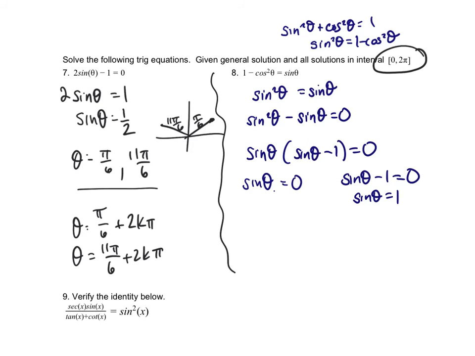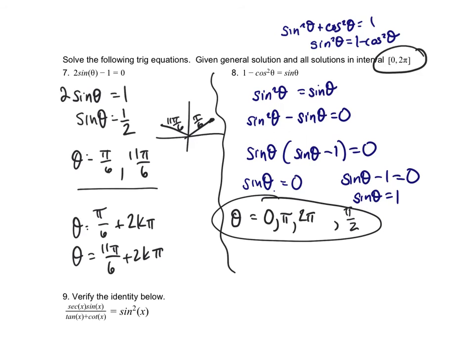So I look on our unit circle, where is the sine value equal to 0? Well, it would be at a couple of spaces. It would be at 0, and then at pi, because the y value is 0. And it would also be at 2 pi, because 2 pi and 0 really are in the same spot. So it makes sense if 0 is a solution, then so would 2 pi. Now, as far as where sine theta equals 1, that's where the y value on the unit circle is 1, and that only occurs at pi over 2. So these are my collection of solutions in the interval 0 to 2 pi.